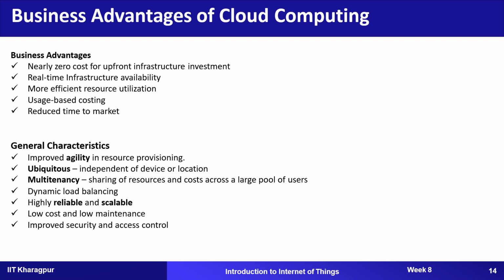Now, the general characteristics of cloud computing. The first one is improved agility in resource provisioning. Second is ubiquity. Basically, the resources can be accessed from anywhere at any time, independent of the device or location from which you are accessing them. The third one is multi-tenancy, meaning sharing of resources and cost across a large pool of users. Then dynamic load balancing is there.